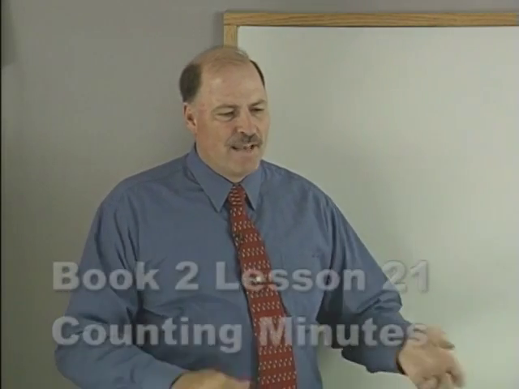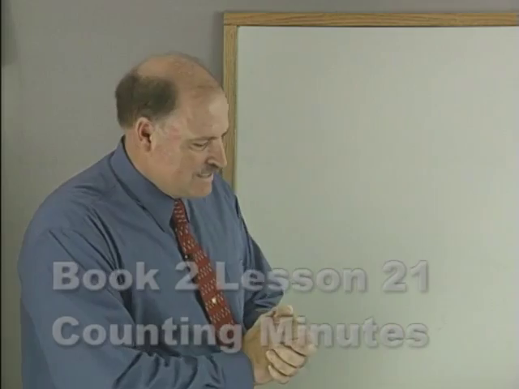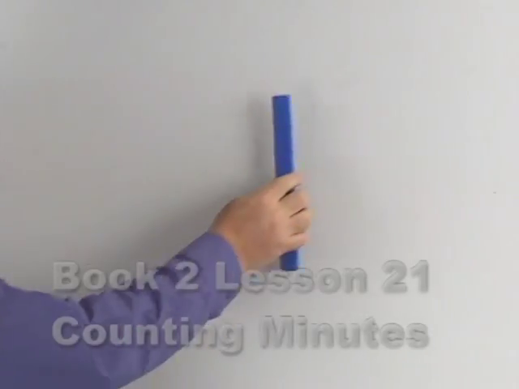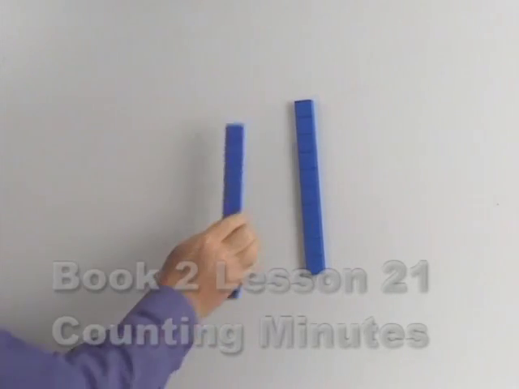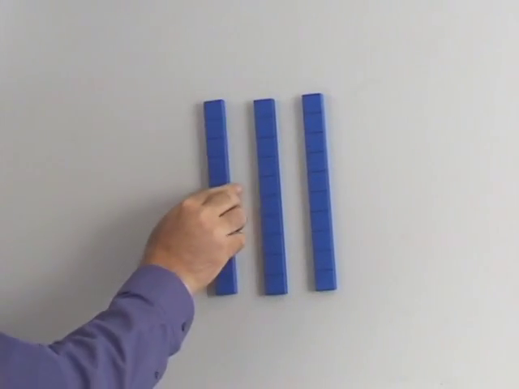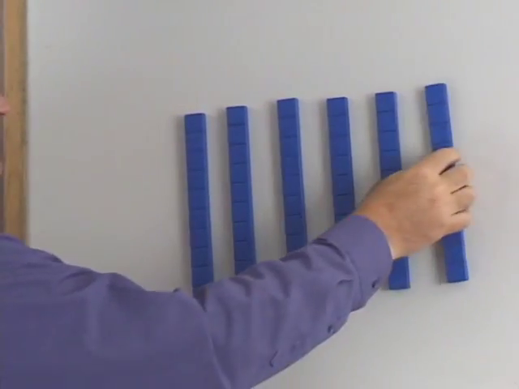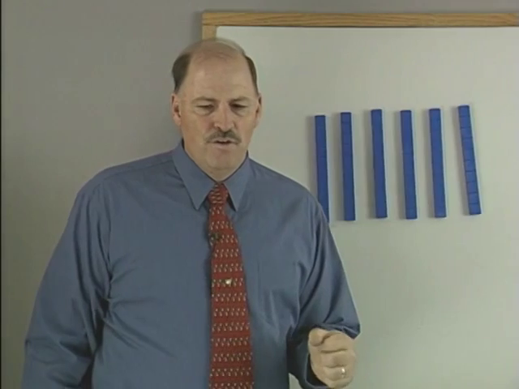Now that you can skip count by tens, I want you to tell me how many blocks I have up here. There's 10, 20, 30, 40. Take a deep breath. 50, 60. Now, what do you know that has 60 in it?